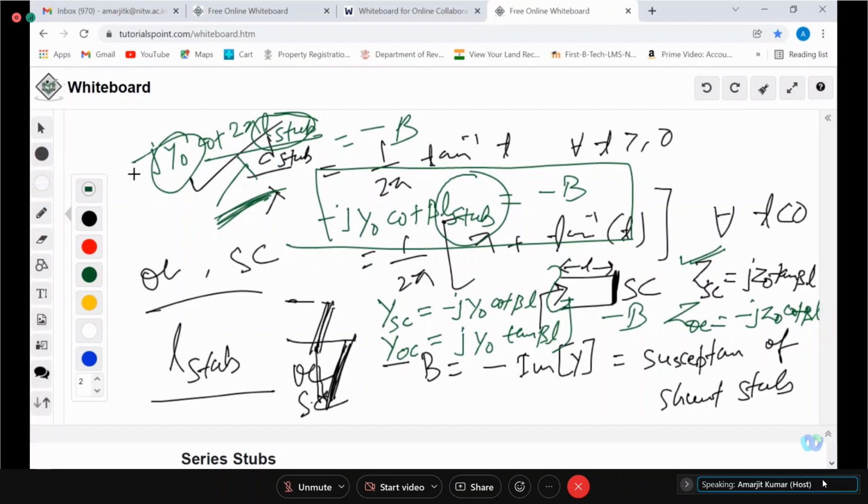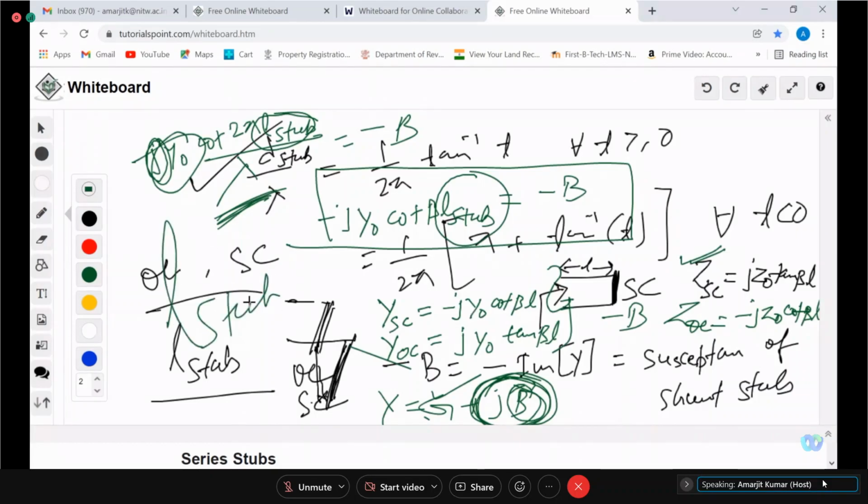And my dear, one more thing. Why are we keeping j here? Because when we are writing G plus jB, this j is in Y. The imaginary part of Y is basically equal to jB. The imaginary part of Y is B. So what is susceptance? jB. Conductance and susceptance. So this jB should be equal to, so jj will be cancelled. So what will be the length of the stub? It is a short shunt stub.